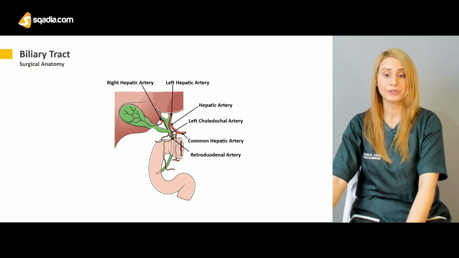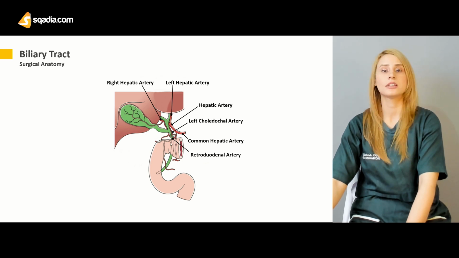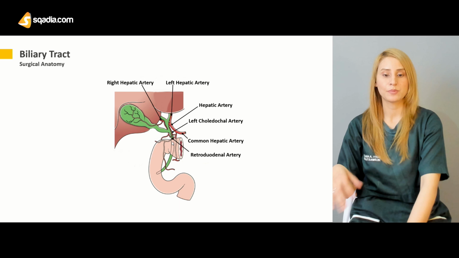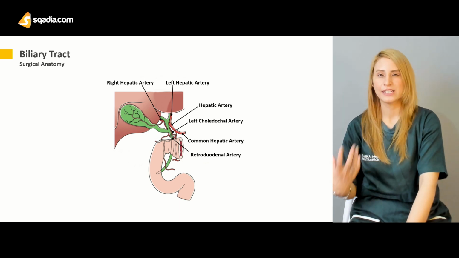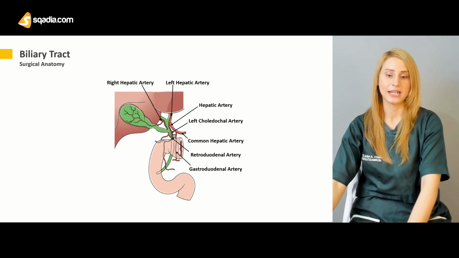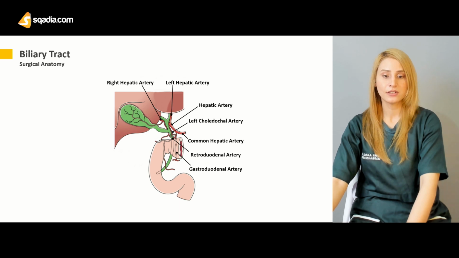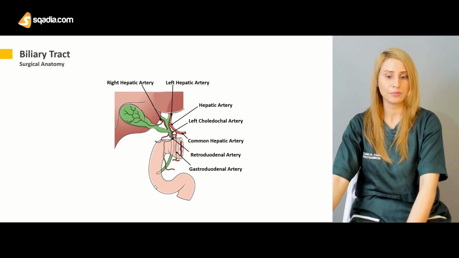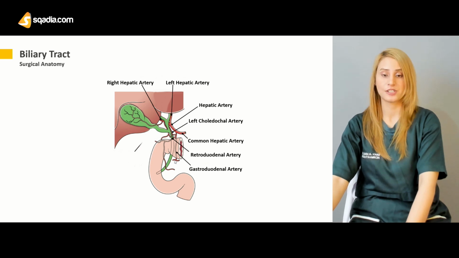Then you have the retroduodenal arteries, and they are going all the way behind the duodenum, and they're supplying the lower, or you can say the retroduodenal part of the common bile duct. Then you have the gastroduodenal artery here, all the way, which is retroduodenal, okay? That means this is the first part of the duodenum, this is the second part, the third part, and this is the fourth part of the duodenum. So it's just behind the first part of the duodenum.